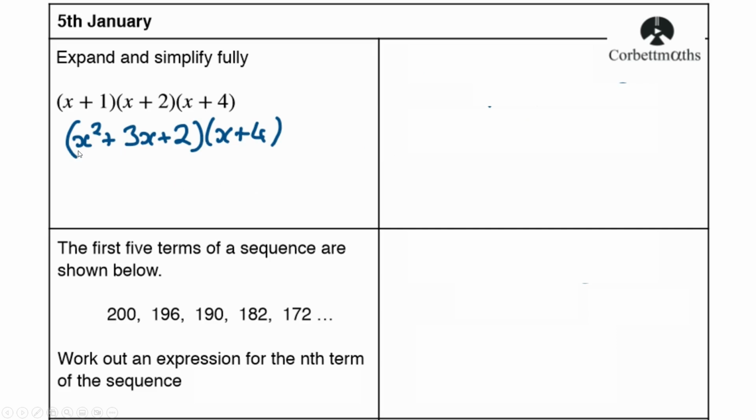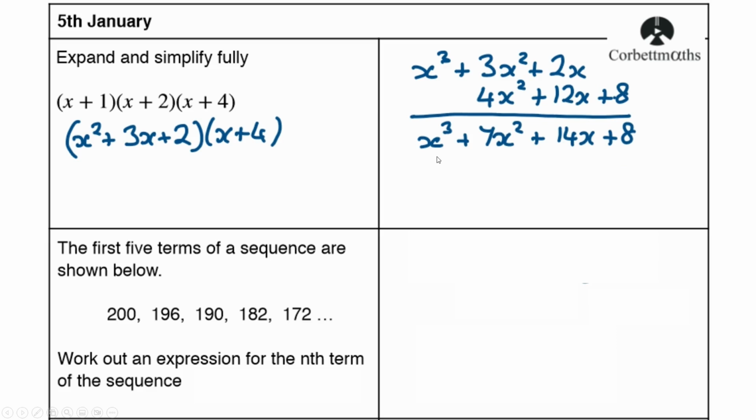So the way that I do it is I'm multiplying it by x, and then I'm multiplying it by 4, and I do it in columns like this. So everything by x is x cubed plus 3x squared plus 2x, as I've written here. Everything by 4, and you'll notice I write the x squareds under the x squareds, the x's under the x's, which means I can add it up nice and easily and get x cubed plus 7x squared plus 14x plus 8. First question, not terrible. On to the next question.